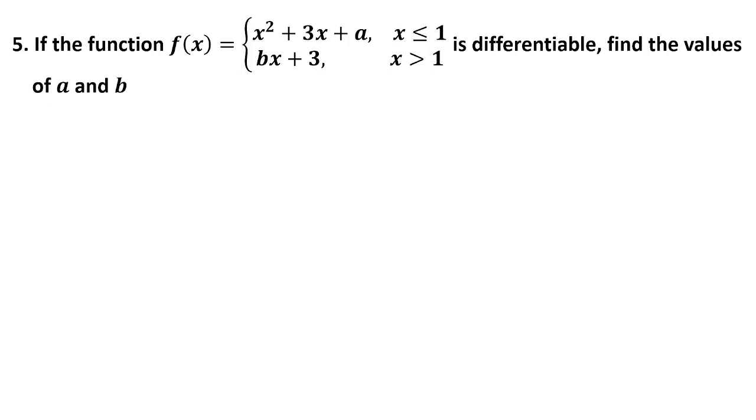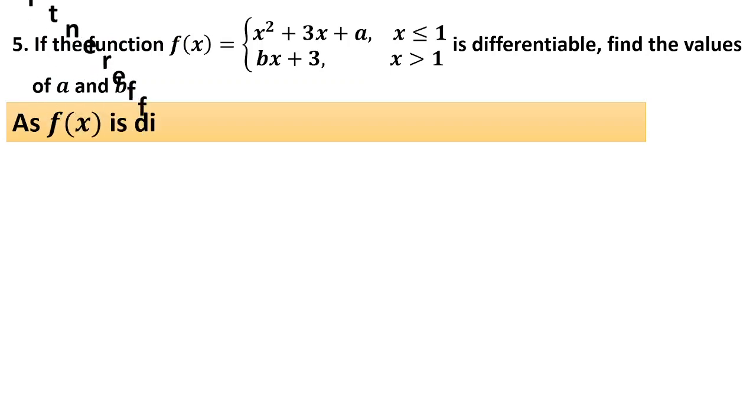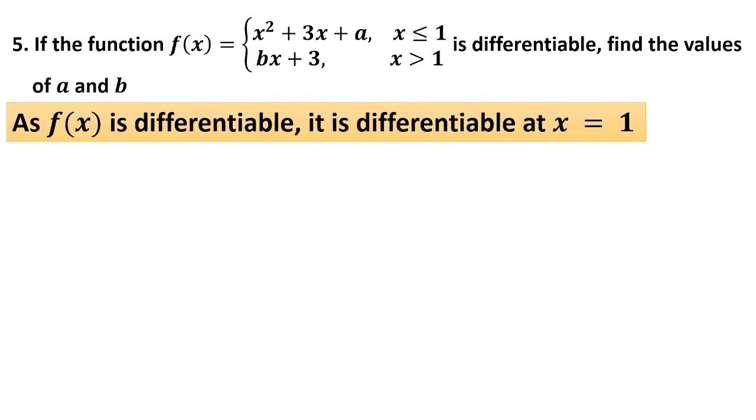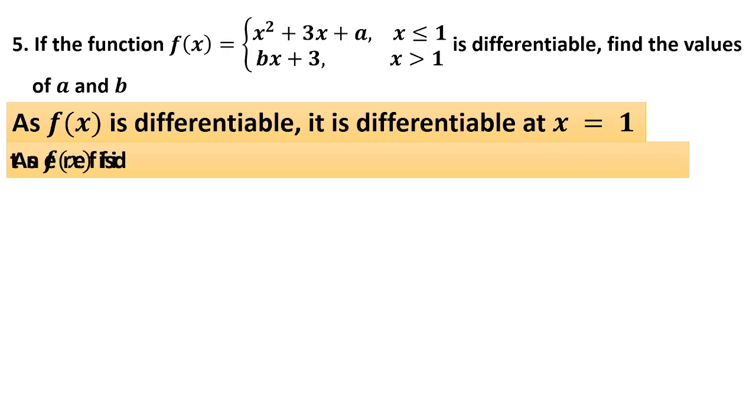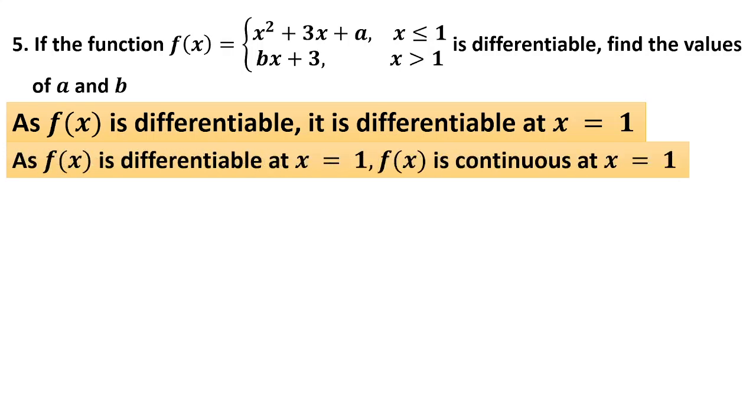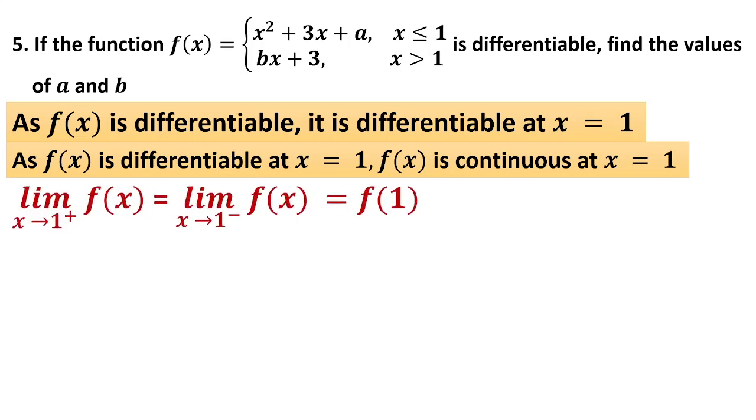the values of a and b. If they are saying that it is differentiable, the meaning is differentiable at every point. I am just taking here the function is defined at 1, therefore I am assuming that it is differentiable at x is equal to 1. Therefore as f of x is differentiable at x is equal to 1, it is also continuous. First let me use both the ideas, continuity and differentiability. Therefore what is the meaning of continuity? Left limit is equal to right limit of the function is equal to f of 1.